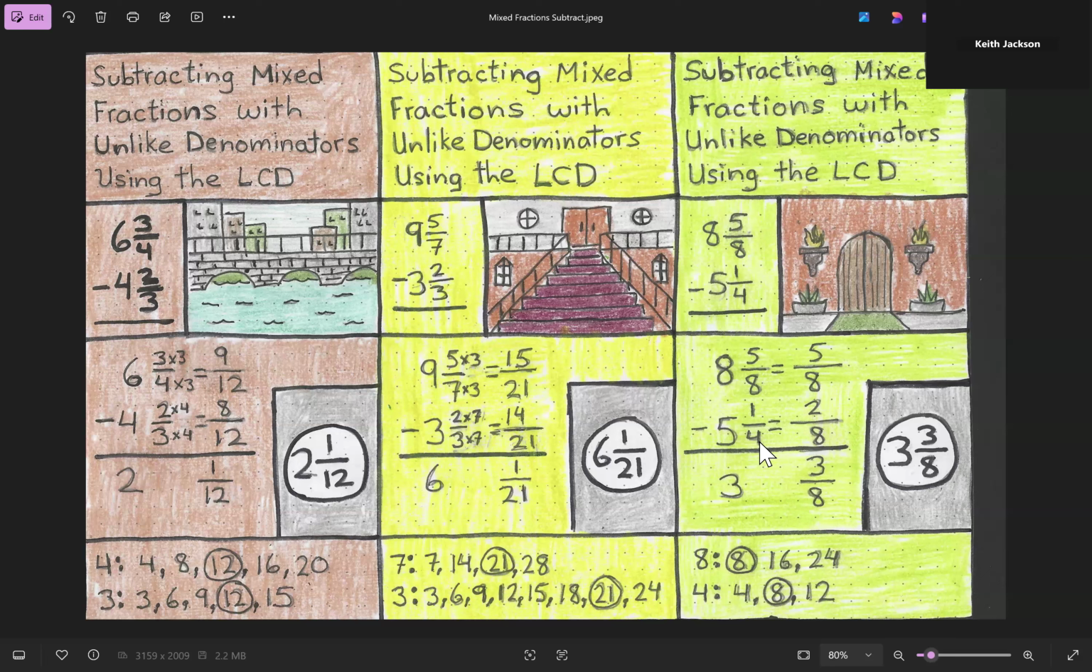Okay, you have been given a lot of information. I wouldn't blame you if you need to pause the video to take a look at these three big examples or replay this video as many times as you need to gain a deeper understanding of subtracting mixed fractions with unlike denominators using the least common denominator method.